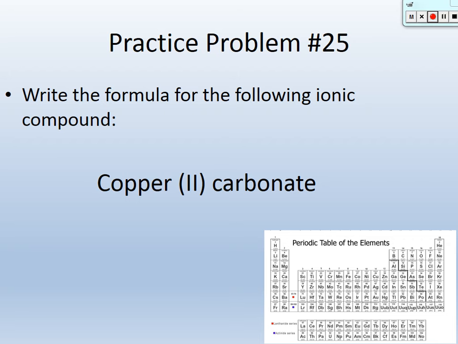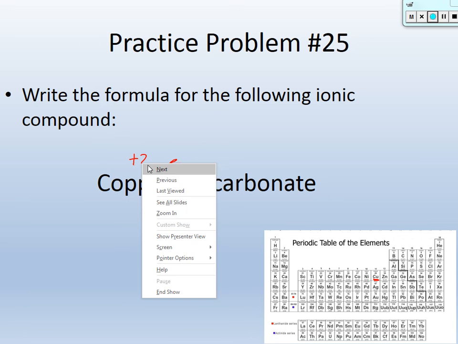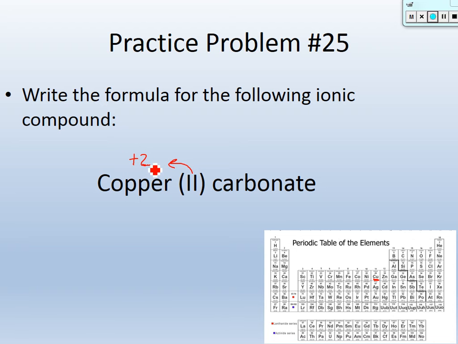Practice problem number 25. It's copper 2 carbonate. Copper is right here, guys. We don't know its charge, but it did tell us that its charge was 2. Okay, that tells us its charge is plus 2. Carbonate. Is that on the periodic table? It's not. So that tells us it's a polyatomic ion. If you look at your chart, what is the charge of carbonate? Isn't it a -2? Okay.